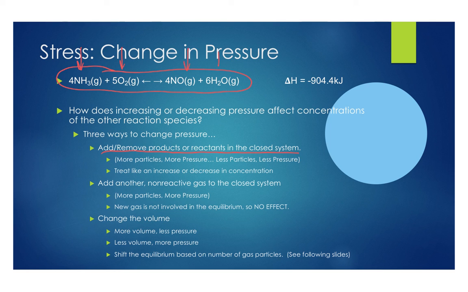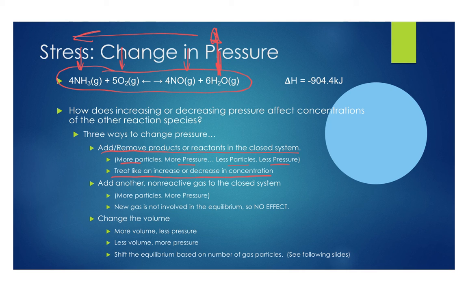All of those, if I added new particles, would be the exact same as changing the concentration or changing the overall pressure in there. More particles equals more pressure, less particles is less pressure, but I treat it just like an increase or decrease in concentration. So increasing the number of H2O particles would do what? It would shift the reaction to the left, etc.